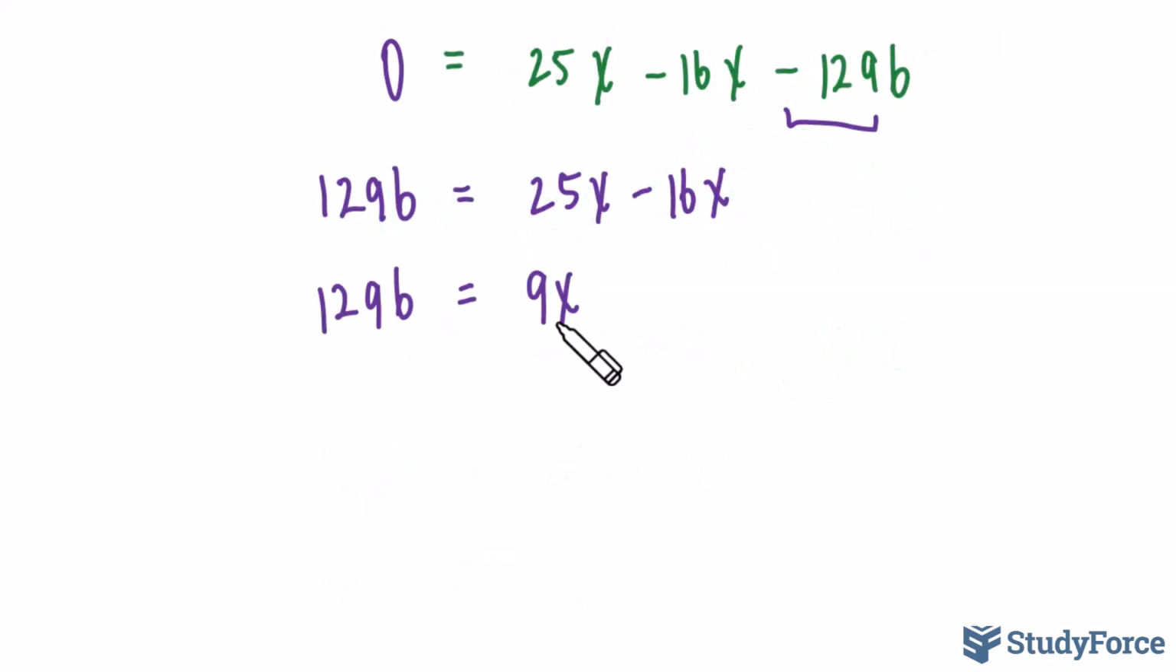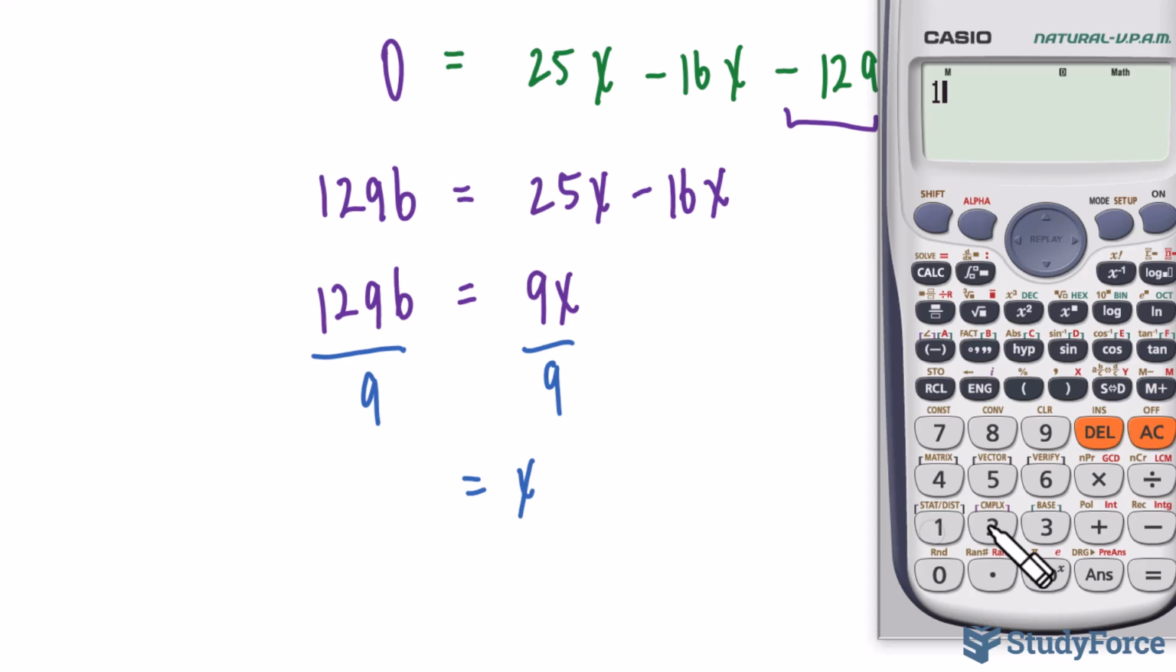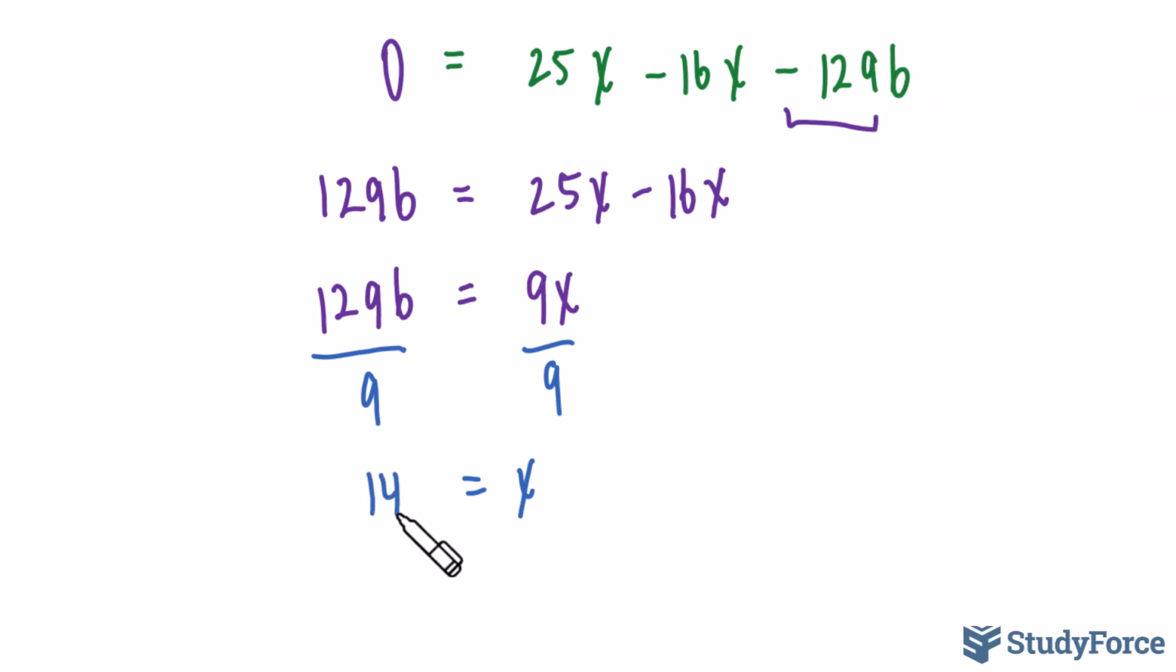And subsequently dividing both sides by 9 should give us the amount that we must sell to break even. We end up with 144 units. So, if we happen to sell 144 units, we'll break even. We won't be at a loss or a gain.